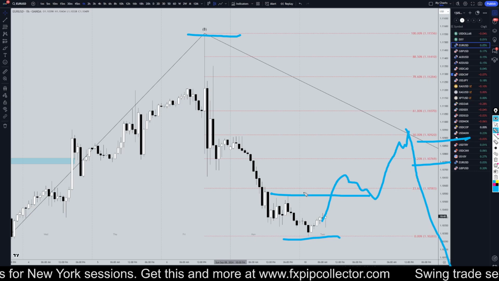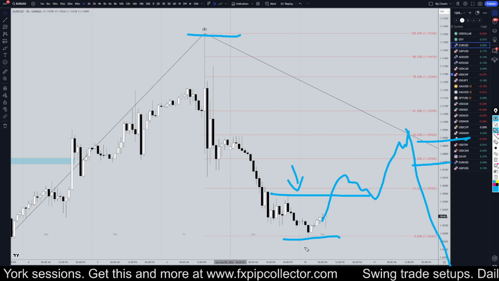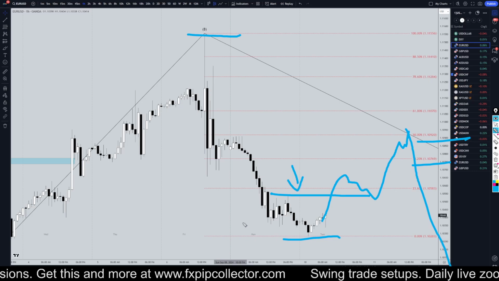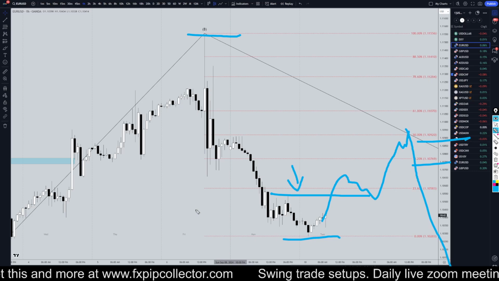So as usual, as long as you're paying attention to structure, paying attention to price, I think you should be trading in the right direction at least most of the time.